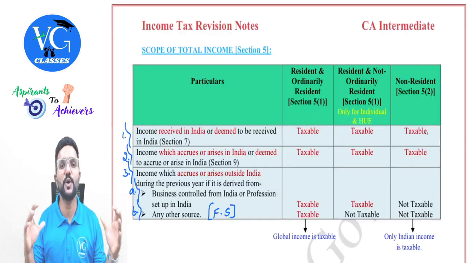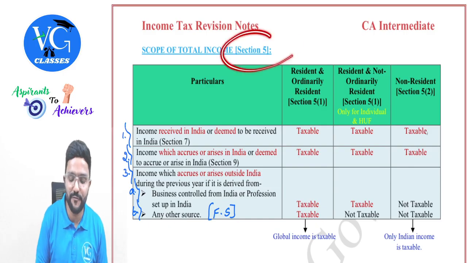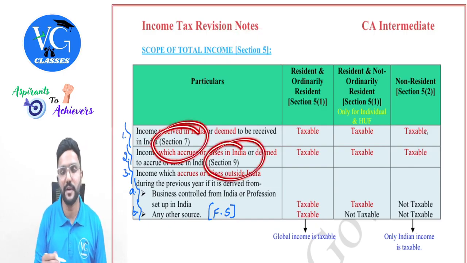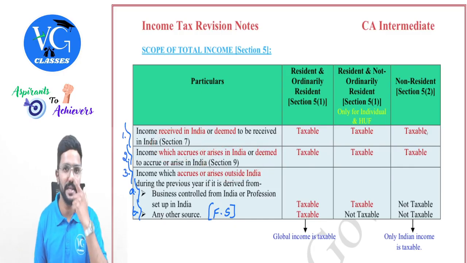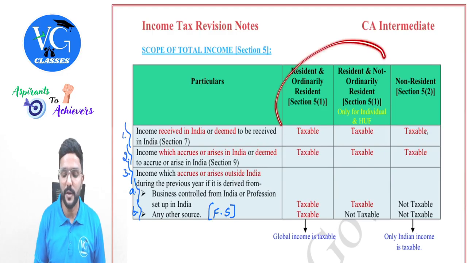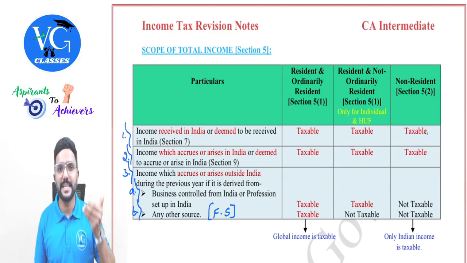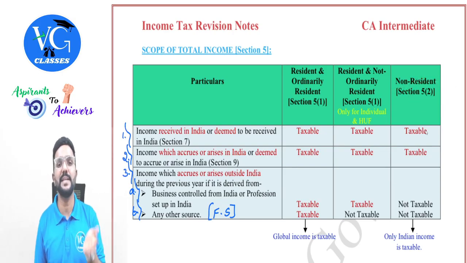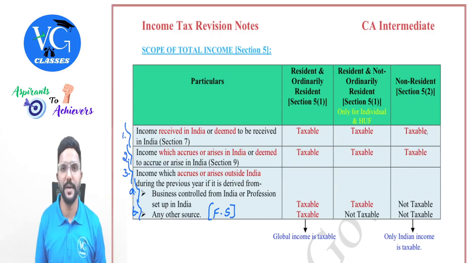Yes, now we will learn scope of total income, which is given in section 5. Section 5 has to be read along with section 7 and 9, for which a connection is given in section 5, guys. Section 5 has two subsections. Subsection 1 talks about what incomes are taxable for a person who is ordinary or not ordinary resident in India. Whereas subsection 2 talks about what incomes are taxable in India if a person is a non-resident.